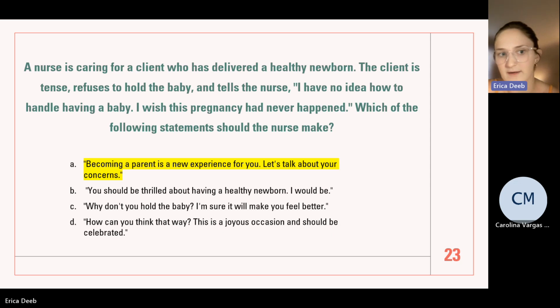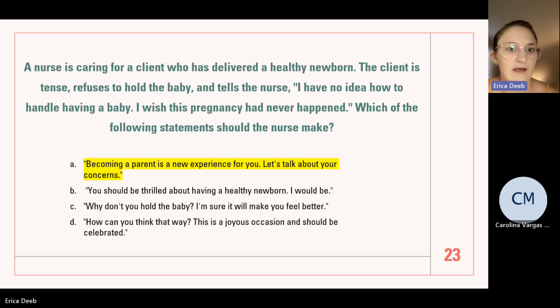C, you see why, automatically no. We never ask them why unless they refuse a medication. It's the only time. B, no, we would never say that. Never give your opinion, never give advice. It's not your business. You're just the nurse, you're not their friend.